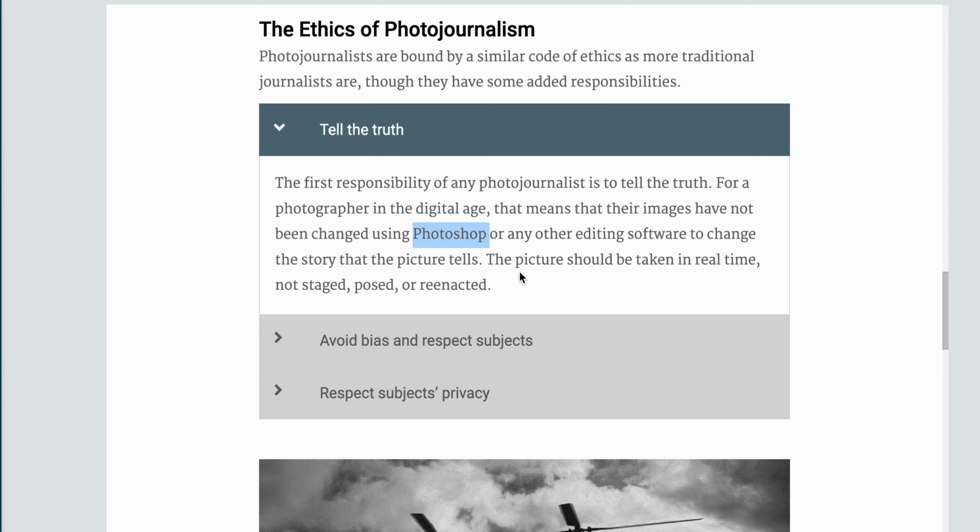Even if you're able to hide a character, a person from the story, if you're able to change something, if you're able to add colors, this is all against telling the truth. The picture should be taken in real time. Real time has to appear on the picture, not staged, posed, or reenacted.